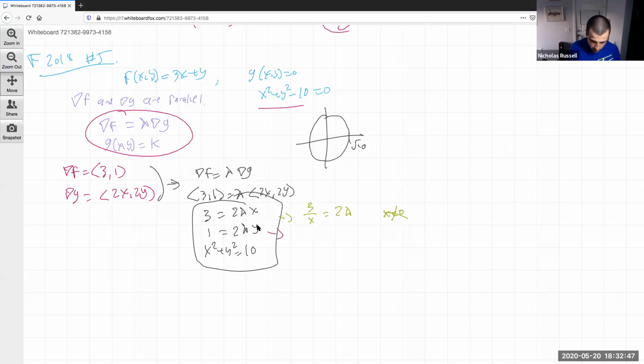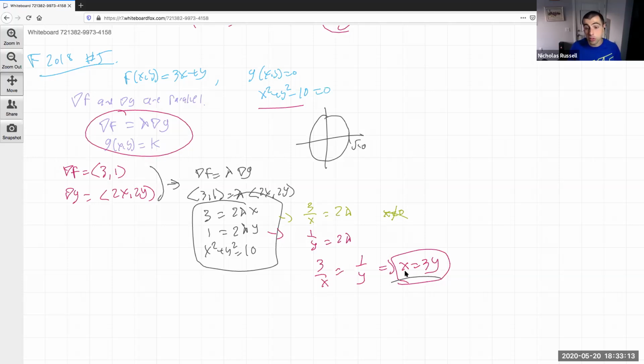In this case, we would get that 1 over y is equal to 2 lambda. And because these are two of the same exact equations, we can get that 3 over x equals 1 over y. Or more specifically, this means that x is equal to 3y. Like that.